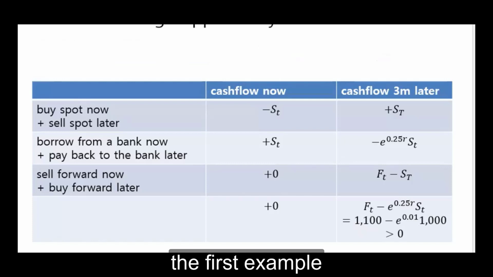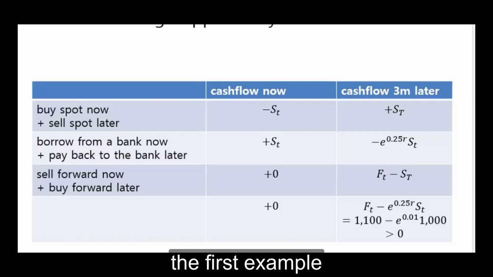From the short forward position, no cash flow. Eventually, you receive the forward price minus spot price. If spot price is higher, you lose. If spot price is lower, you gain. So that's what we have. Second component, you have a long spot position. From the long spot position, you pay the spot price now. Later, you receive the spot price from that future date.